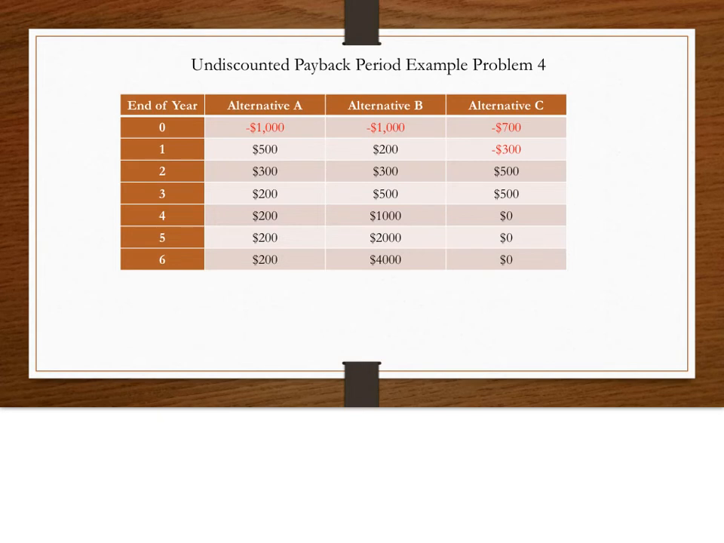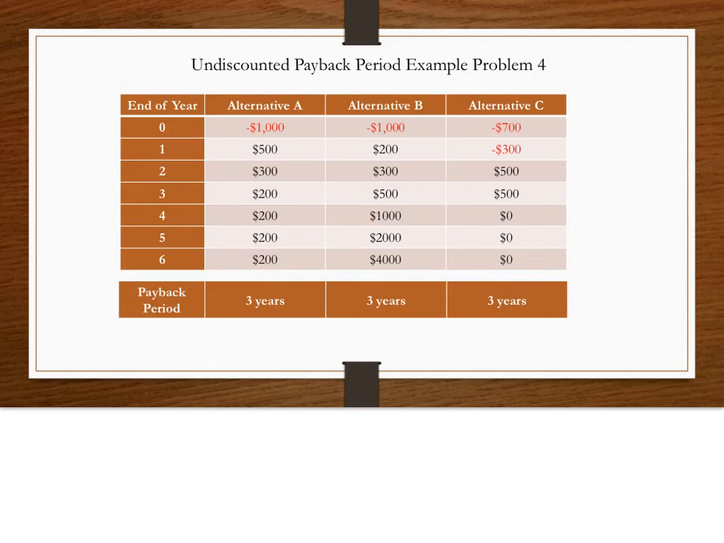For alternative C, we start off with an investment of $700, but lose an additional $300 at the end of year 1. By the end of year 2, a revenue of $500 has brought us up to negative $500. And by the end of year 3, we are at $0. So, each of these alternatives has the same payback period of 3 years.